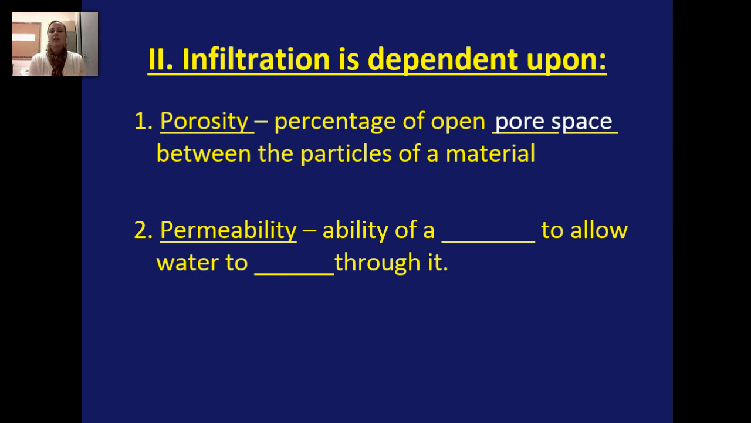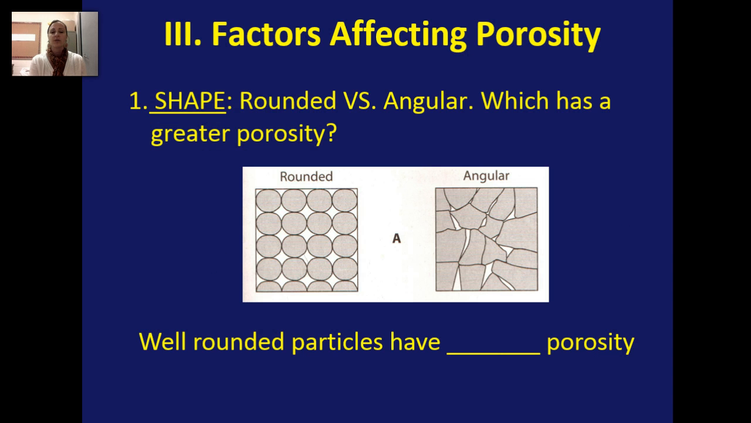It's also going to depend upon the permeability of the earth. Permeability is the ability of a material to have water pass through it. So those are the two key components to what's going to allow water to infiltrate or seep into the ground. And we're going to look at this a little more closely. Let's take a look at porosity.